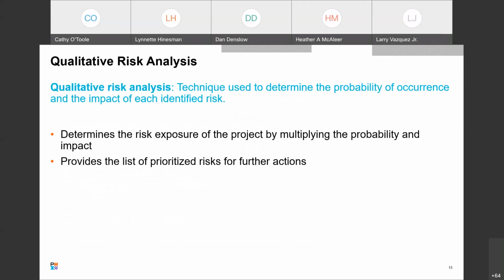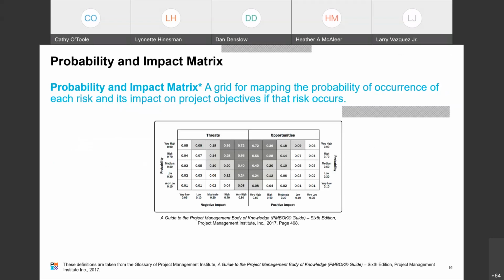Okay. So there are a couple different types of risk analysis. In the qualitative risk analysis, the technique is used to determine the probability of occurrence and the impact of each identified risk. So two key things here is that you have to determine the risk exposure by multiplying the probability and the impact. And they have some very good tools for you to do that we're going to talk about. Okay, so this matrix, can you guys see that okay? I hope you can.